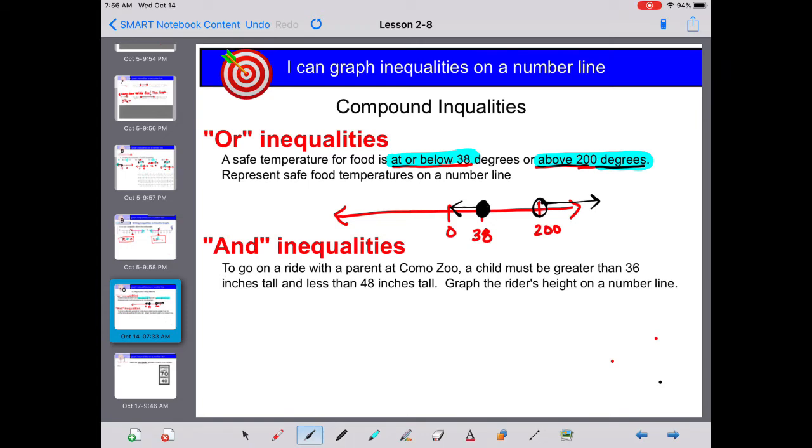Do you see that this is an "or" inequality? One inequality goes to the left, or the temperature can be stored at a temperature going to the right, but nothing in the middle. It has to be one or the other.